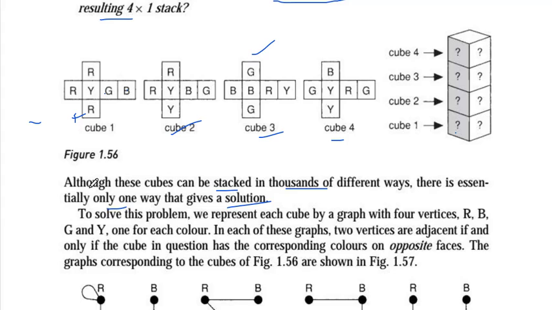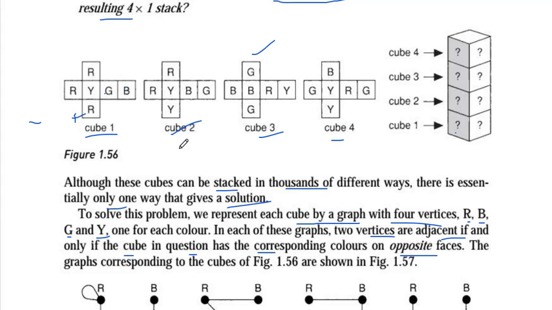So first of all, we transfer these cubes into graphs. We represent each cube by a graph with four vertices: red, blue, green, and yellow, one for each color. In each of these graphs, two vertices are adjacent if the cube in question has the corresponding colors on opposite faces. Okay, what is the condition we have to transfer?